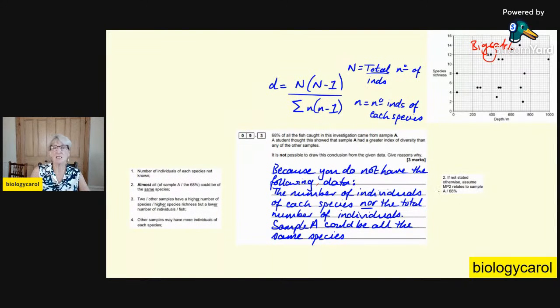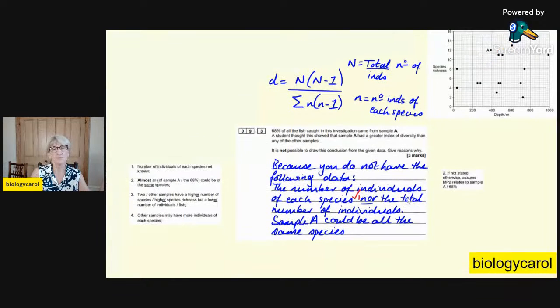Anyway, here's the mark scheme. Here's the examiner's comments. I only got 1 mark out of 3, which was frankly disappointing. They would not allow you to say that sample A could be all the same species of fish. Personally, I find that really harsh. It is feasible that you could have just caught a shoal of a single species, but hey ho. Less than 0.25% of the students in 2017 got 3 marks. Hats off to them, is what I say.